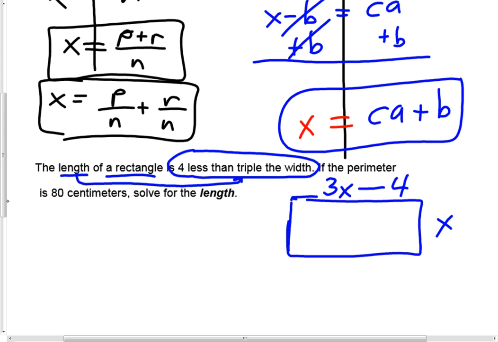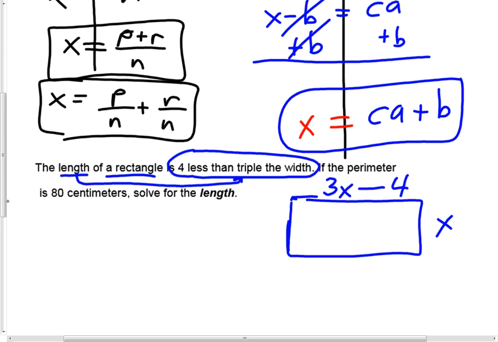Look at the sideboard. If you ever get confused about the ordering, it's right up here. I'll leave this up all year long. If you have 3 less than 100, you don't do 3 minus 100. You do 100 minus 3. That's what we're doing here. We don't do 4 minus 3x. We do 3x minus 4. Questions? No?